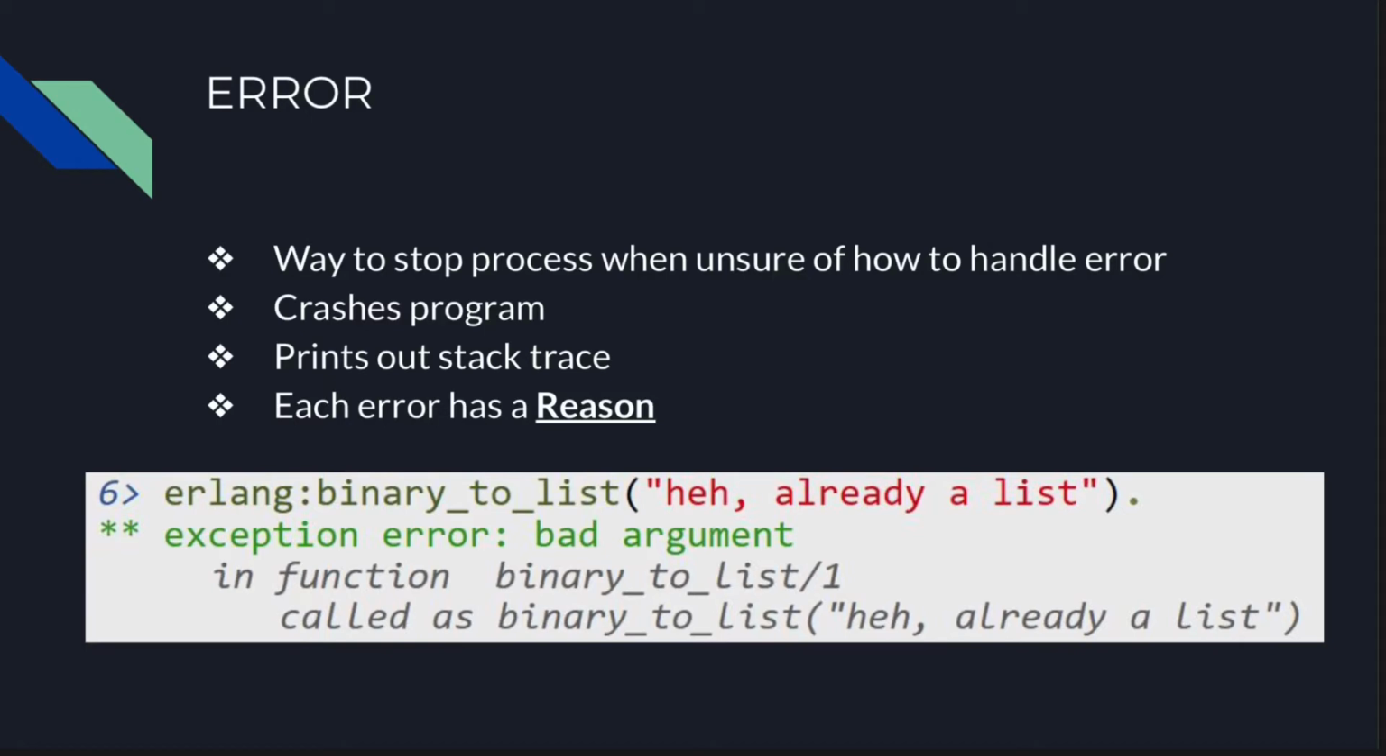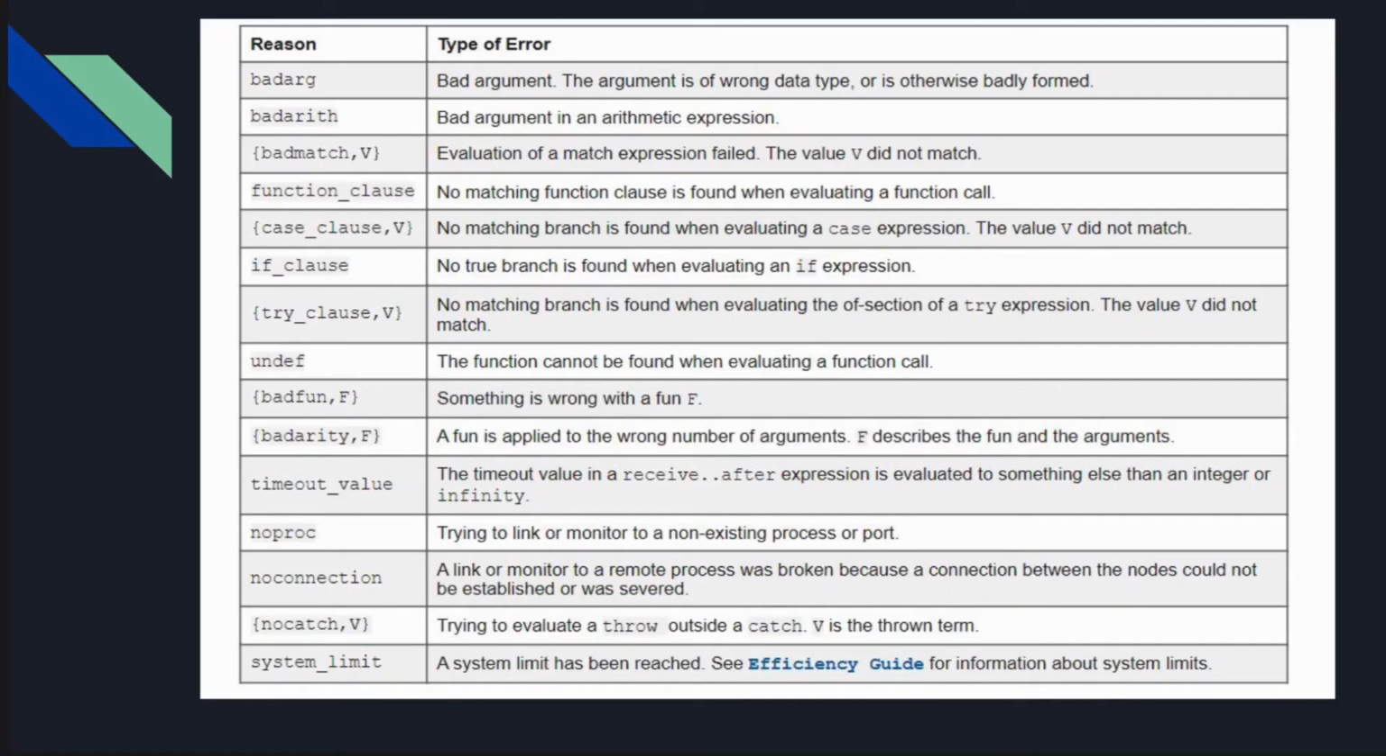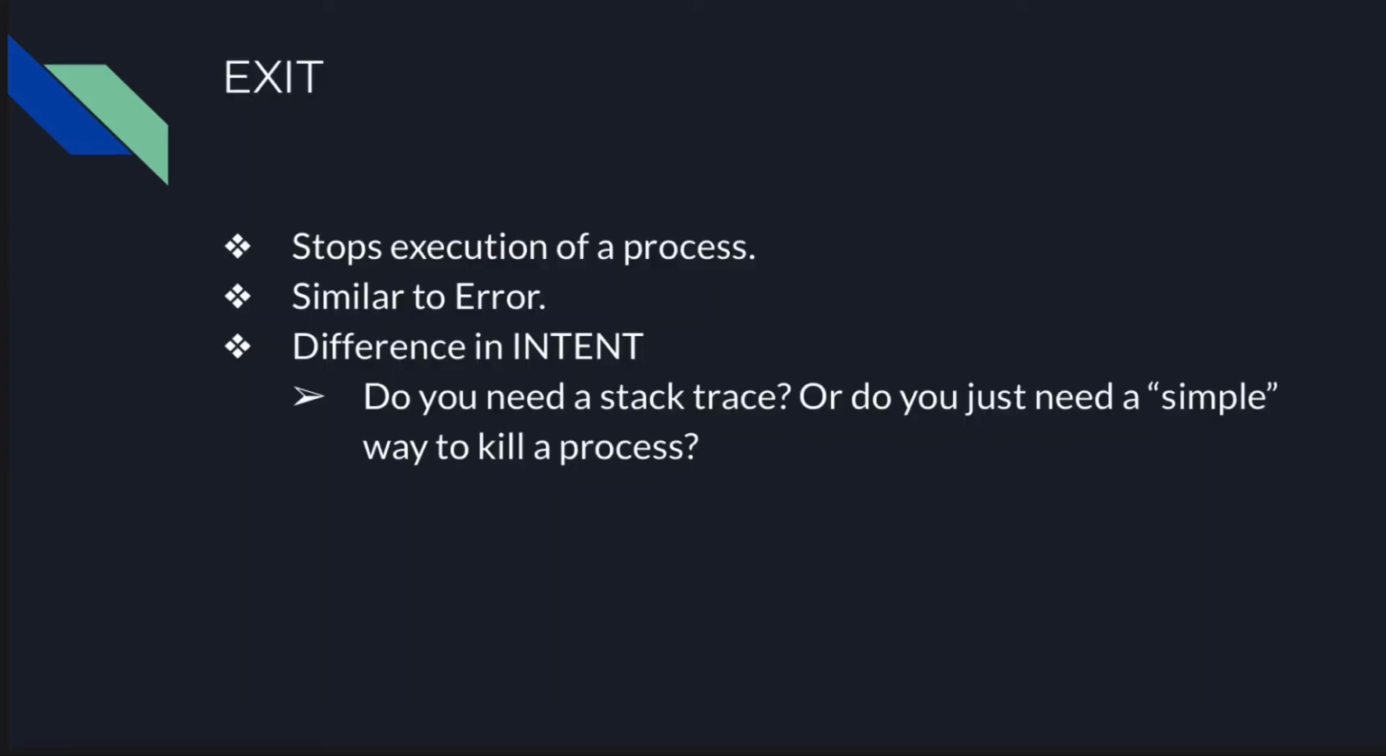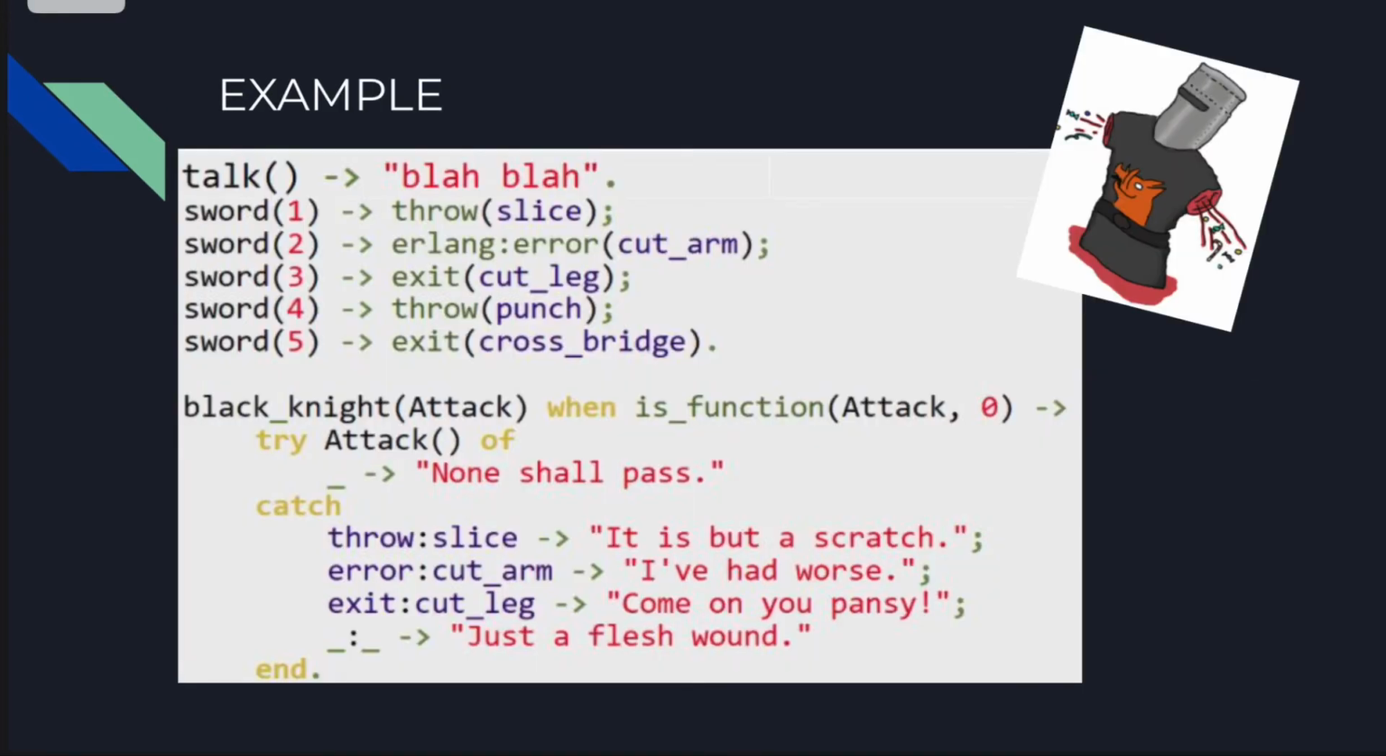And in this next slide, you can see all the different reasons that you could possibly have as a result of an error. And finally, we have exits, and for the scope of this assignment, we're just going to treat it the same as an error. The only big difference is the intent behind it. Like, do you need a stack trace, or do you just need a simple way to kill a process? All right, let's get into the examples.